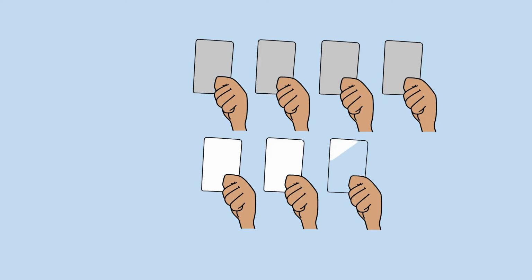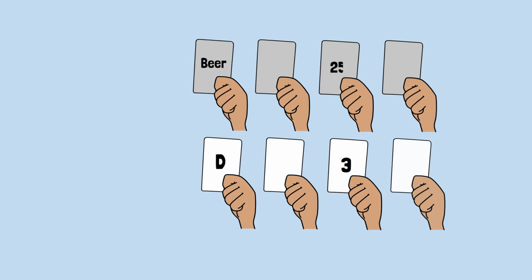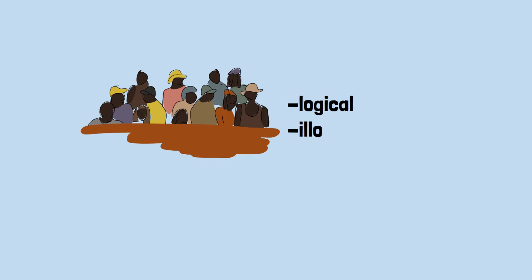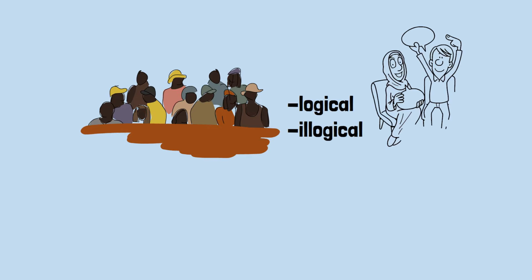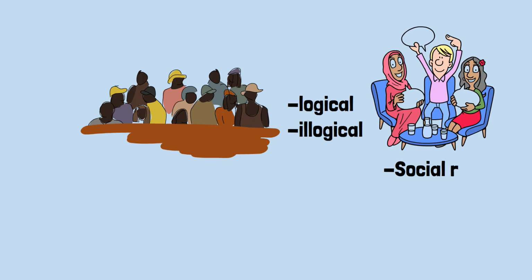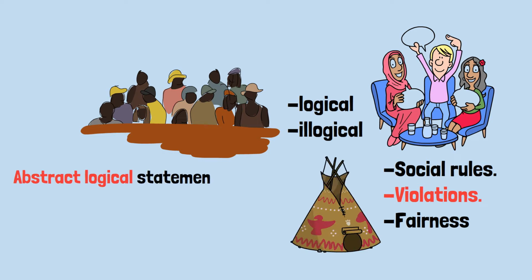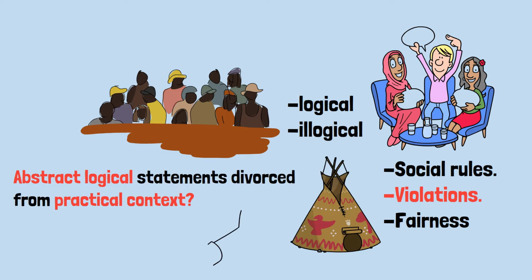These puzzles are logically identical. Letter D maps to beer, number 3 maps to over 20, letter K maps to coffee, and number 7 maps to 16. Yet one feels nearly impossible while the other feels obvious. This reveals something profound about human cognition. We're not inherently logical or illogical people. Instead, we're extraordinarily good at reasoning about social rules, violations, and fairness, things our ancestors needed to navigate tribal life. But abstract logical statements divorced from practical context? Not so much.